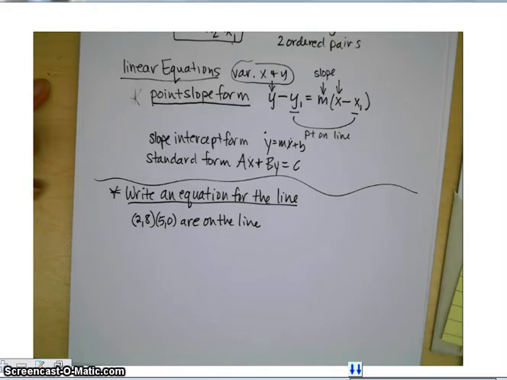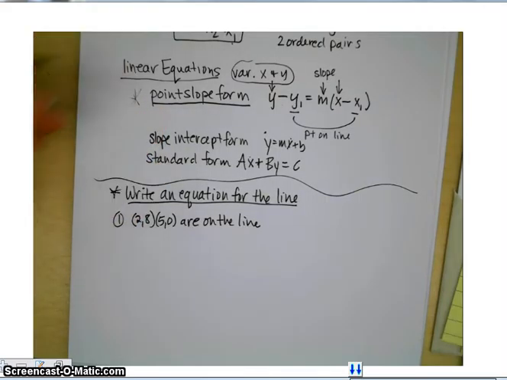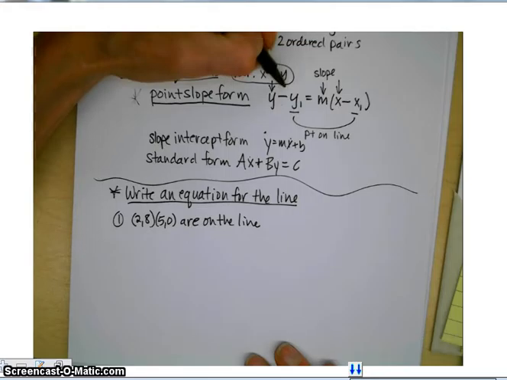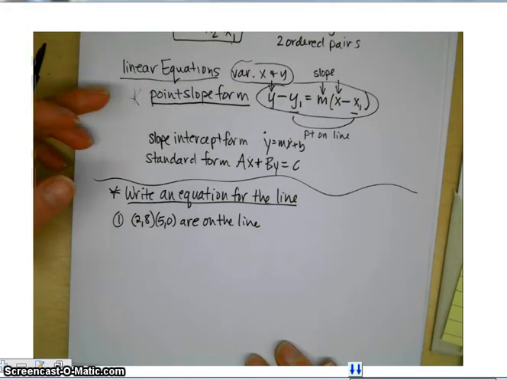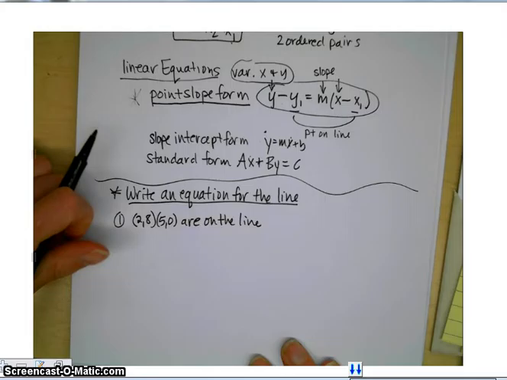So, example number 1, 2, 8 and 5, 0 are on the line. Now you may remember doing this in geometry and algebra 1. That's fine. Do whatever way your teacher taught you. I'm going to show you what I think is the easiest and fastest way to write linear equations, and that is to always start with point-slope form. Because pretty much I can always get the slope and a point on the line.